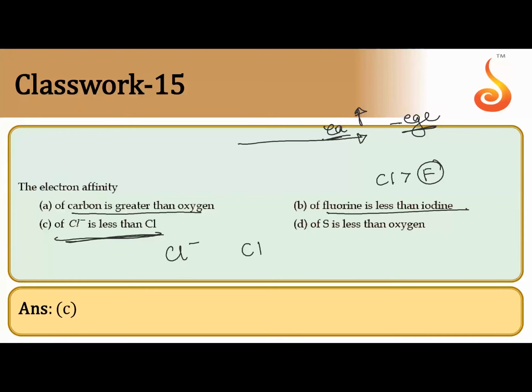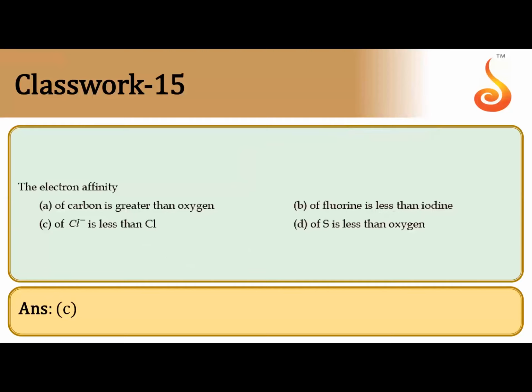It's a periodicity question. Well, the question here means, is it easier to add an electron to Cl minus or to Cl? It's easier to add an electron to Cl. Okay, not Cl minus. So option C is our answer here. But this question itself is not from this chapter. So I'm going next here.